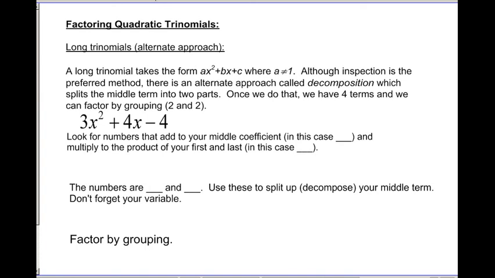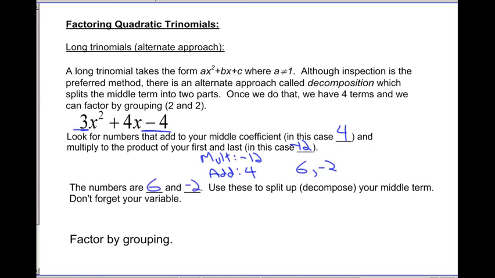So, if we have this long trinomial, we're looking for numbers that add to our middle coefficient. So the middle coefficient would be 4. This looks kind of familiar, like a short trinomial. And they multiply to the product of your first and last. So for us, the product of the first and last would be 3 times negative 4. That's negative 12. Okay, so we're looking for numbers that multiply to negative 12 and add to 4. They're not that hard to find. We go through our possibilities. Turns out that 6 and negative 2 work.